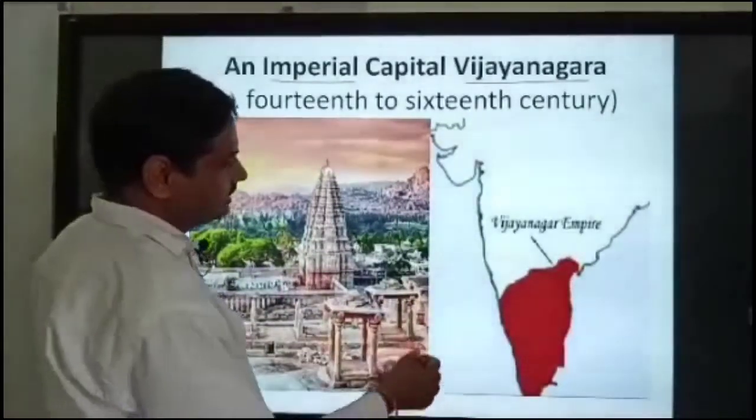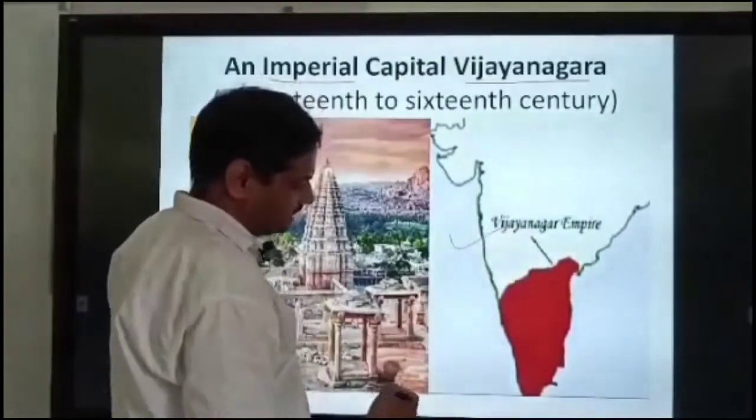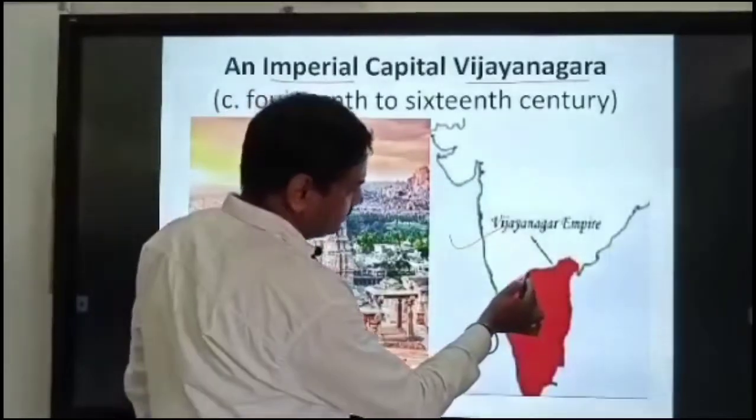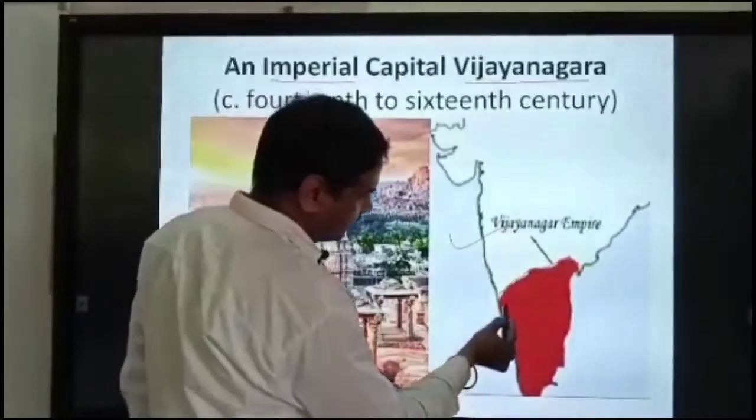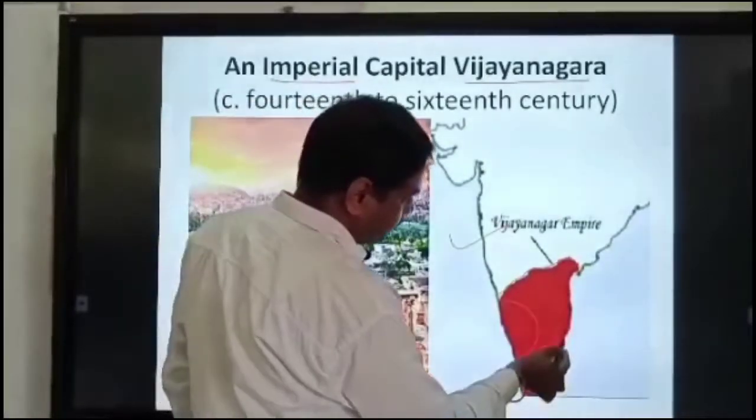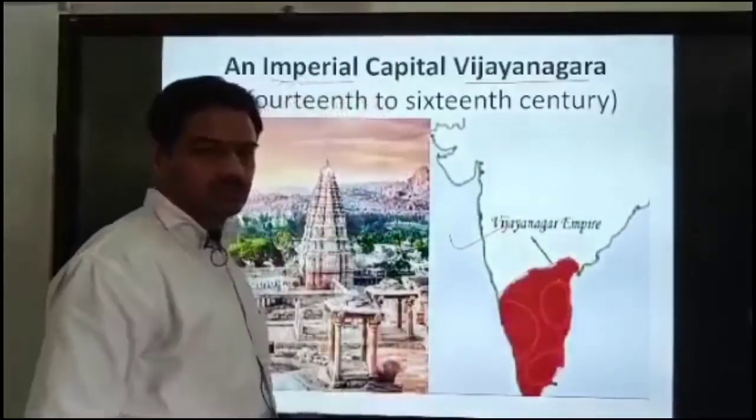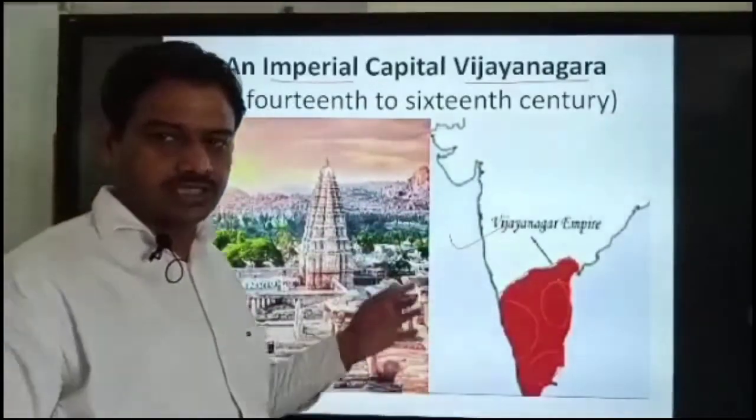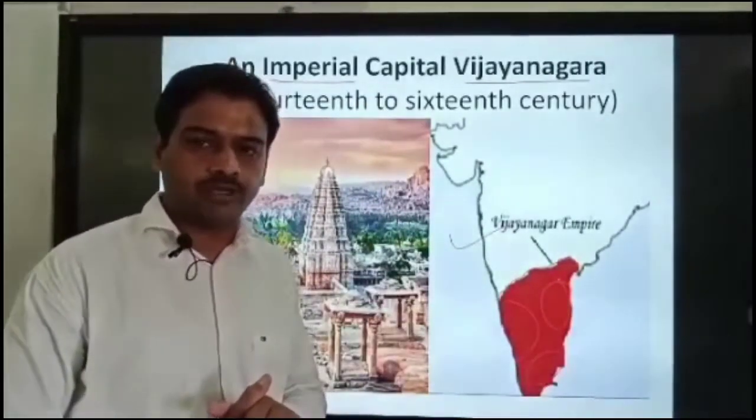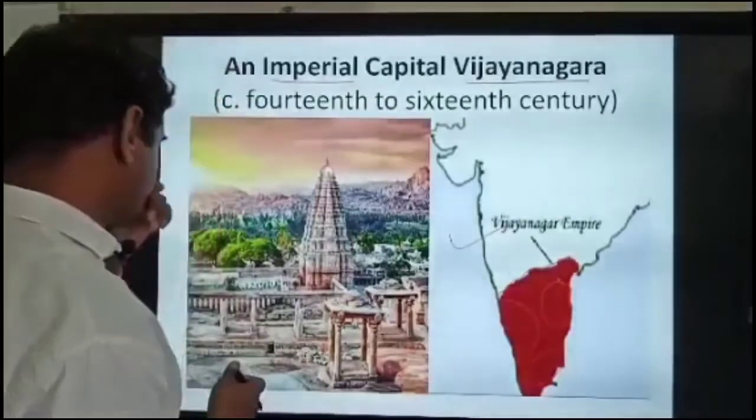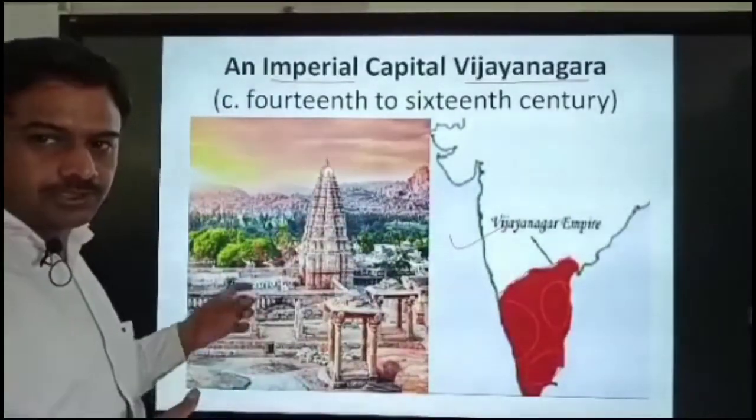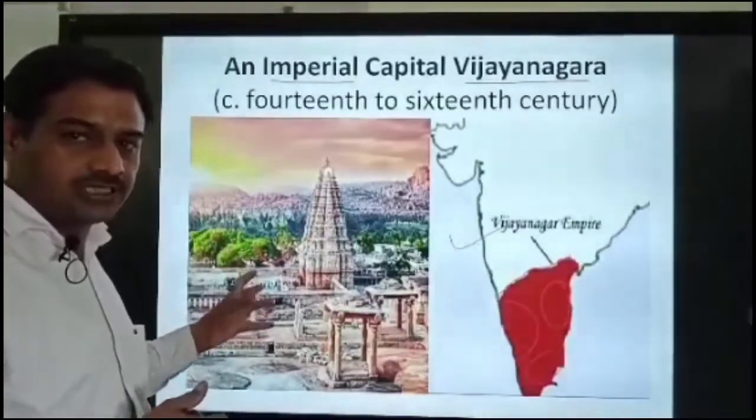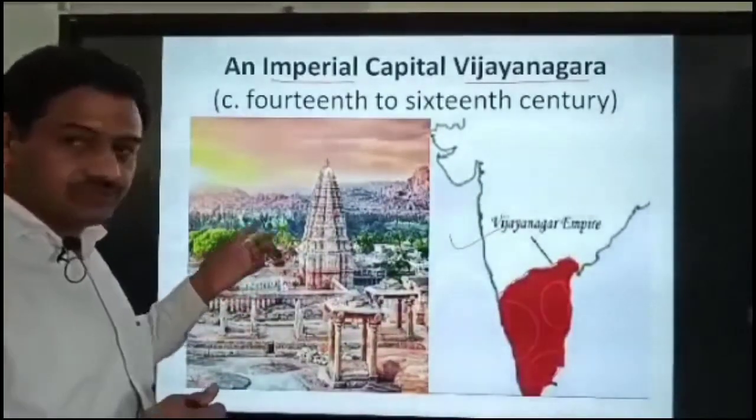So you can see that this is the map of Vijayanagara. It used to be in South India, especially the areas of Karnataka, Tamil Nadu and Andhra Pradesh. So we will read about this Vijayanagara Empire, which used to be the greatest empire of its time. You can see that this is an image of a temple, and this temple used to be there in the capital of Vijayanagara, that was Hampi, and the temple is Virupaksha.